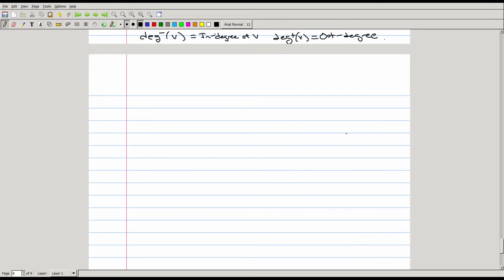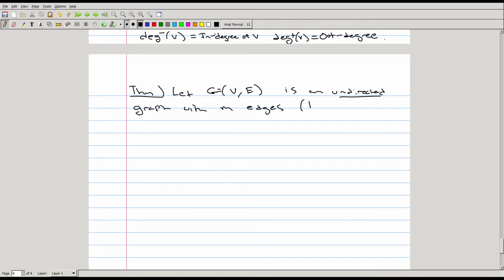So one of the most famous theorems that we have, really helpful as we go along, is: if G is an undirected graph with m edges, so the cardinality of the edge set is equal to m, then 2 times m is the sum of all of the vertices' degrees. The sum of all the degrees of all the vertices.